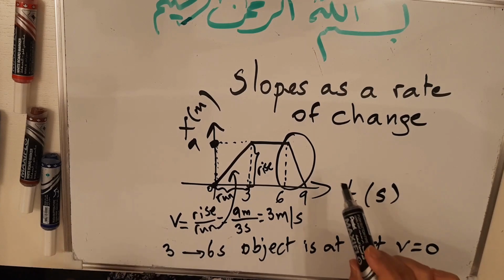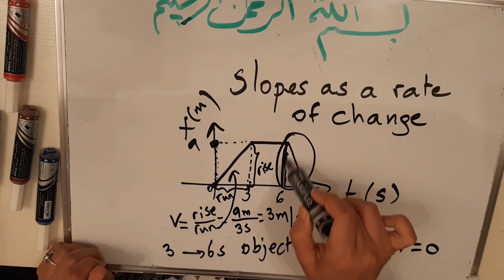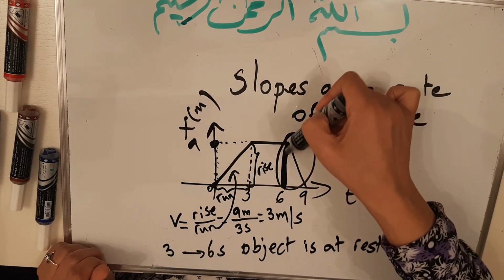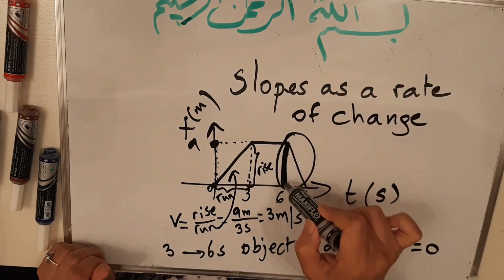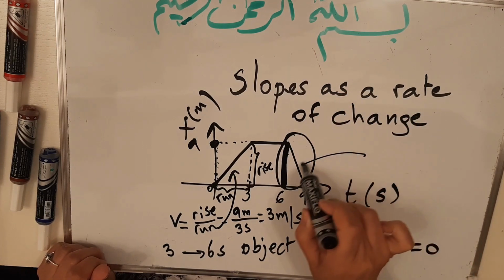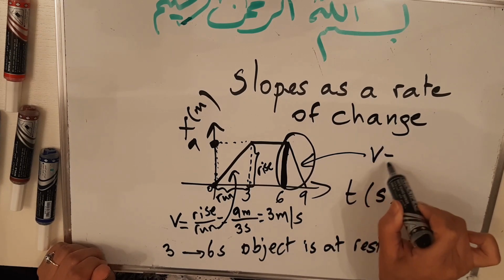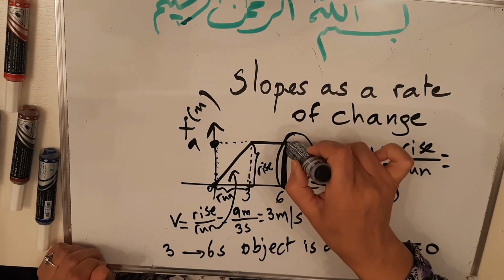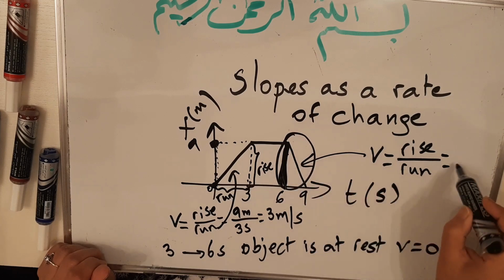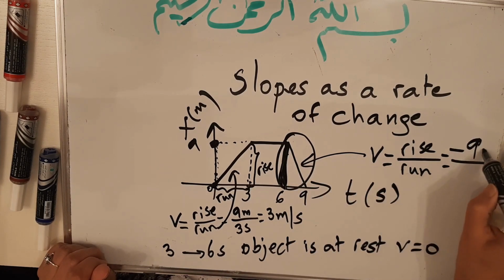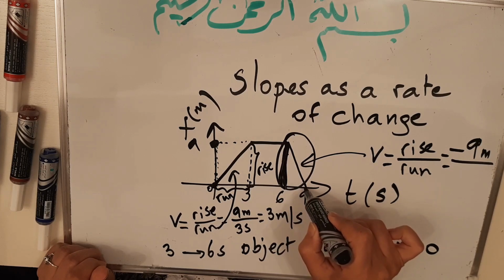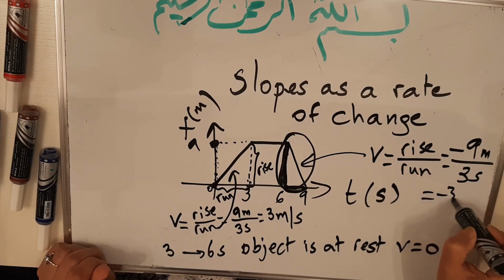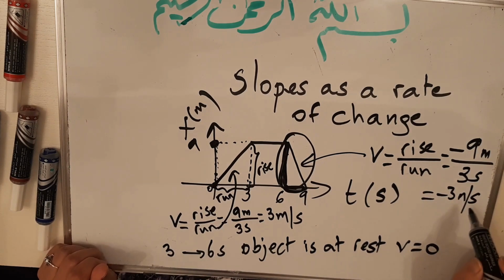So here, this rise here is not going to be positive. It's going to be the object, or the bug, is going down. So it's going to be negative, so -9. So if we ask you to calculate the velocity here, it is going to be rise over run. So the rise here is not really a rise because this is going down. So it's going to be -9 meters over, from 6 to 9 seconds, the run here is just going to be 3 seconds. So -3 meters per second. Okay, for a bug, this is quite fast.